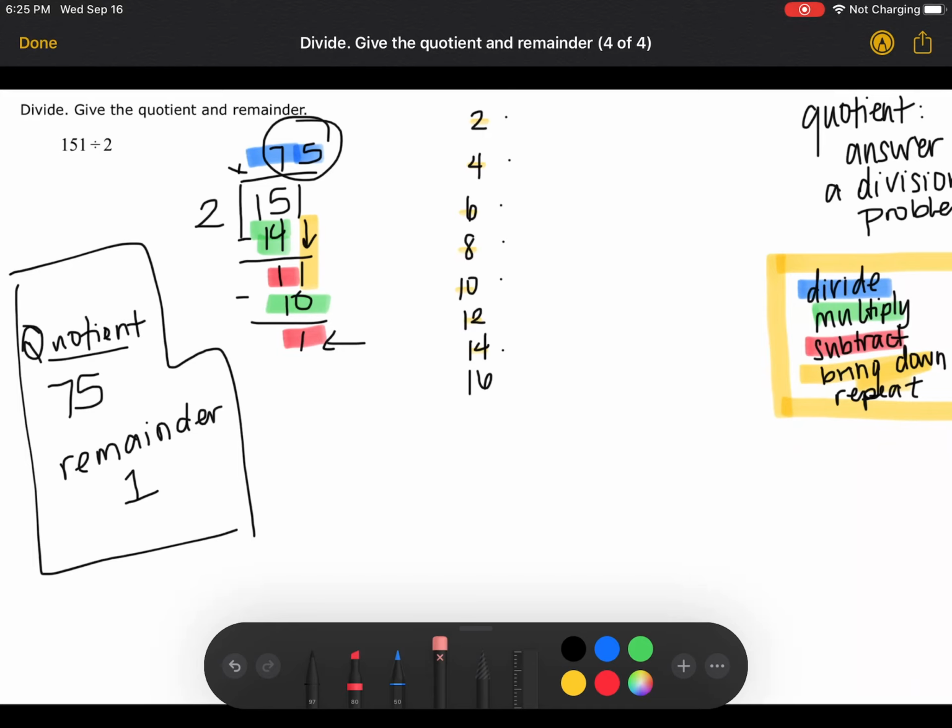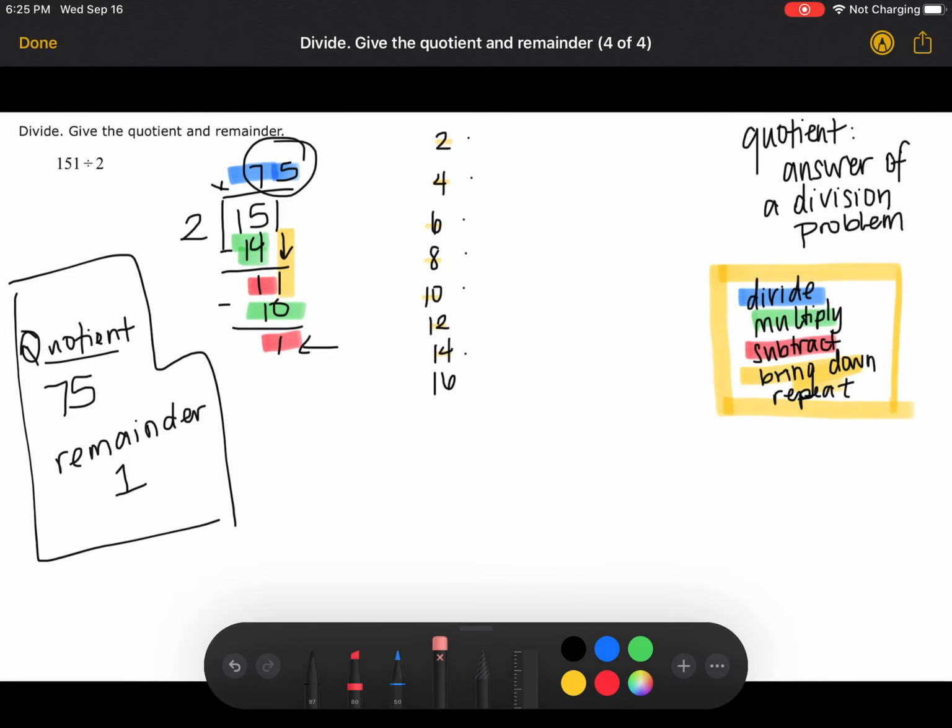That word quotient, what exactly does it mean? So hopefully this was helpful. If you guys would like to see another question like this, just let me know.